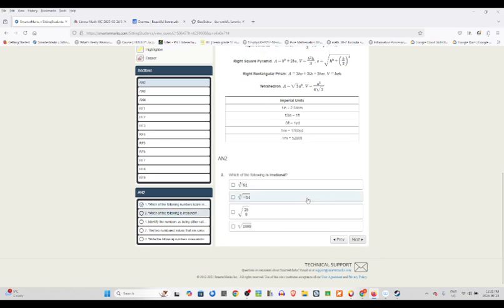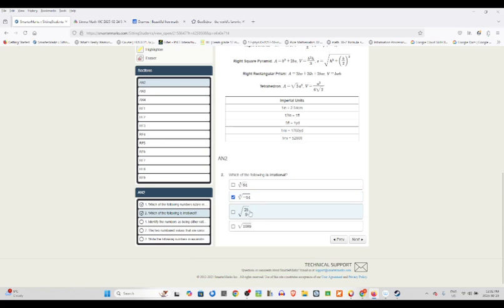Which of the following is irrational? The cube root of 64 is 4. Now, the cube root of a negative number can still be rational. If you have an odd root of a negative, you could still get negative results. But 54 is not a perfect cube. Right? That is 27 times 2. The 27 part is a perfect cube. The 2 is not.